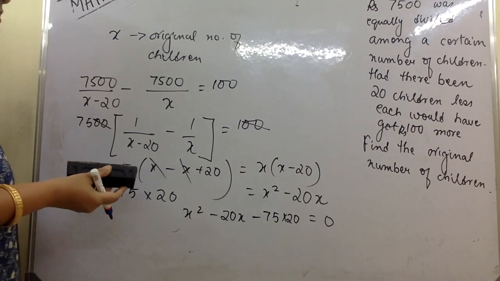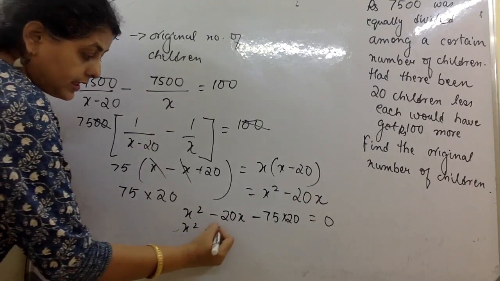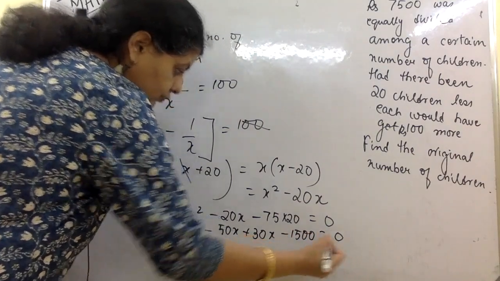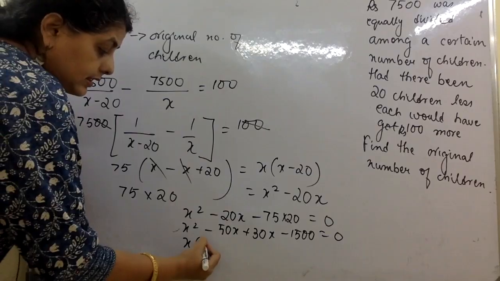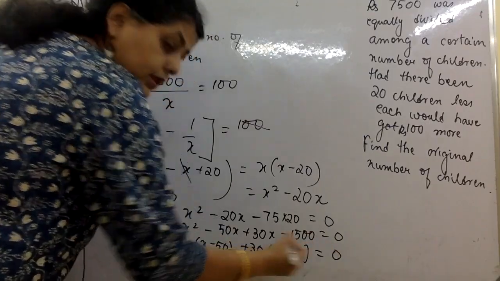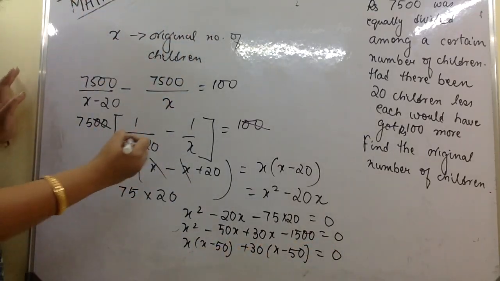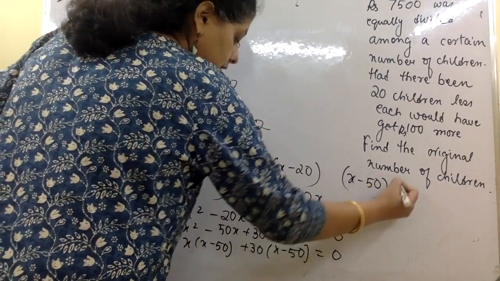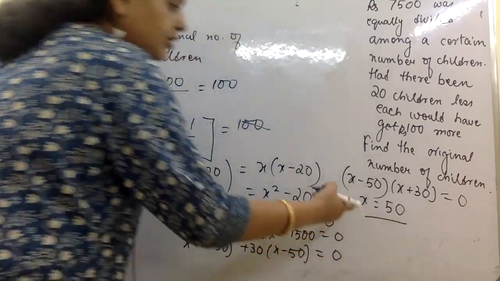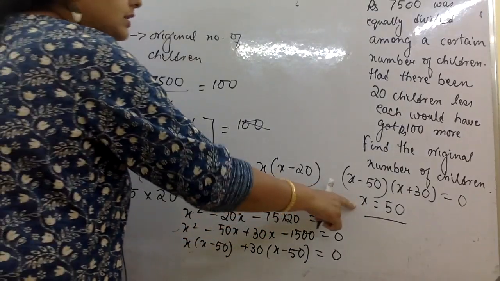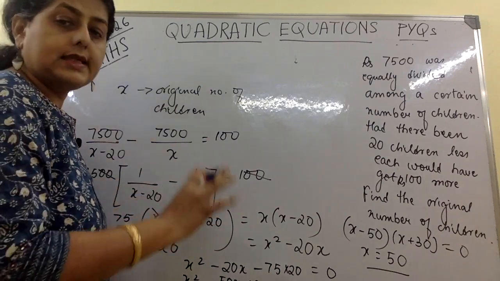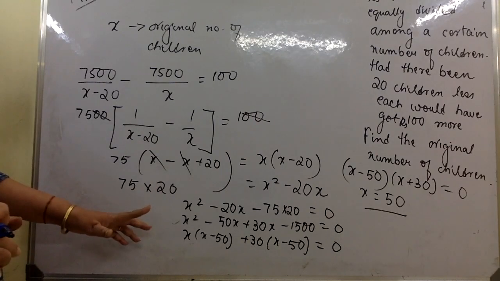So what I do now is x square minus 50x plus 30x minus 1500, which is equal to 0. Okay, so x minus 50 plus 30 x minus 50, which is equal to 0. Okay, so what are my values now? So x minus 50 and x plus 30, which is equal to 0. So value of x, it is the number of children, so we can't take negative value. So x is equal to 50, that is the original number of students is 50. Okay, so see the sum once again, see the steps.